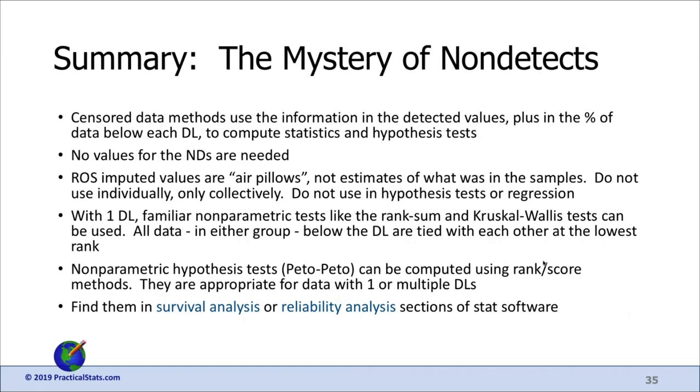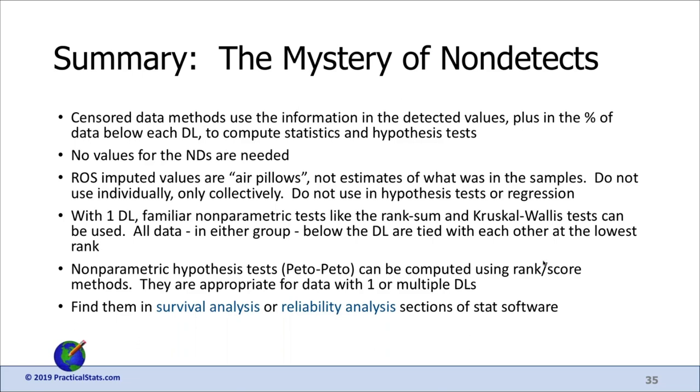So in summary, censored data methods use the information in the detected values plus the percent of data below each detection limit to compute statistics and do hypothesis tests. You don't put in values for the non-detects because you don't need them. What you need is how many and what proportion are those non-detects.